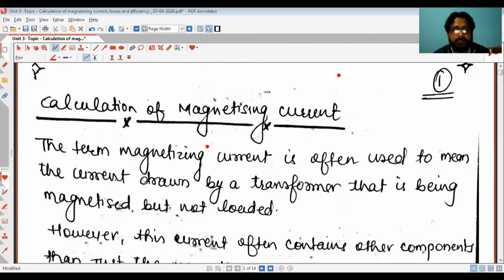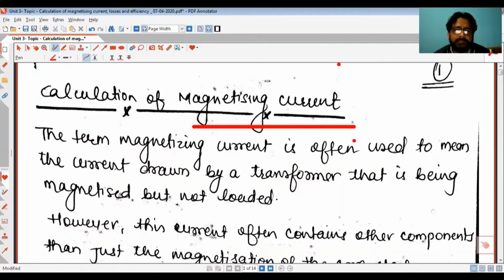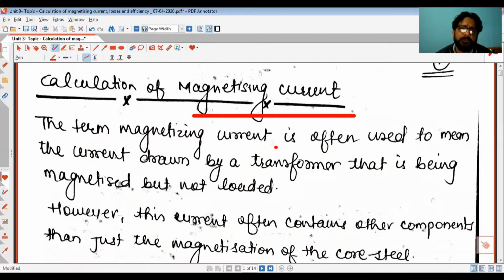So let us start with the magnetizing current. Basically, when the transformer is on no load, the no load current of the transformer has two components. One is the effective component of no load current, which is responsible for the heat dissipation in the core, and second is the magnetizing component of the no load current, which is responsible for the magnetization of the core, right?